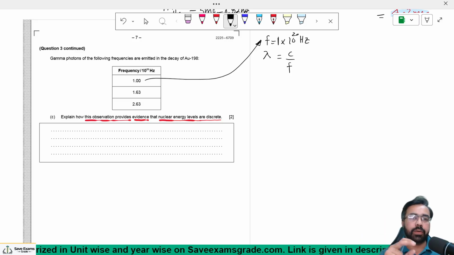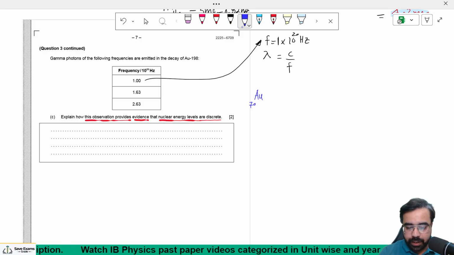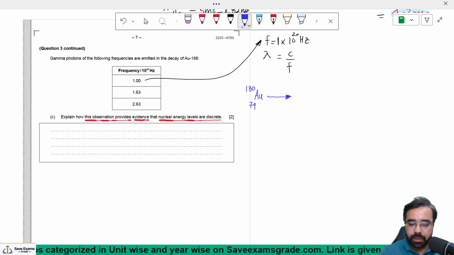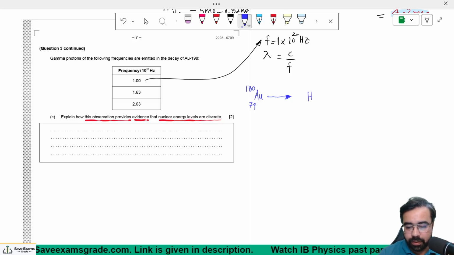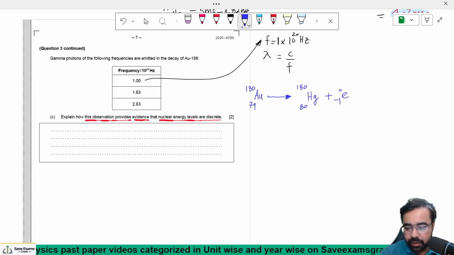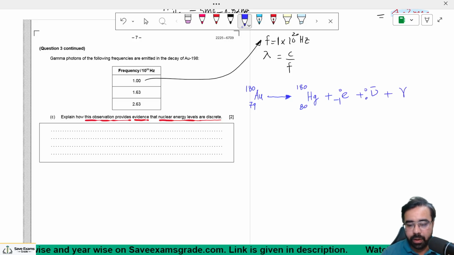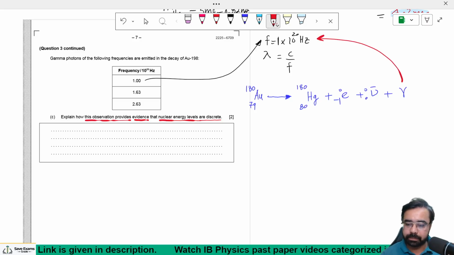I think it is better if I show you first the equation, right? So Au 79 198, it is just for understanding, you don't need to mention it even. They said in the question that it released a beta negative particle, so it converts into Hg. You know, the number of protons increased by 1 and the nucleon number does not change, plus this is a beta particle, this is an anti-neutrino and this is a gamma photon. Right now I'm just showing you the one, and this is the frequency of this gamma. They may release two photons also.